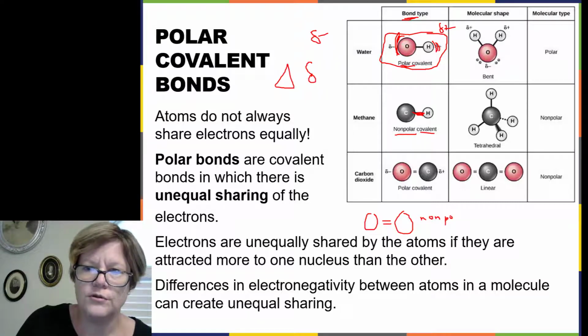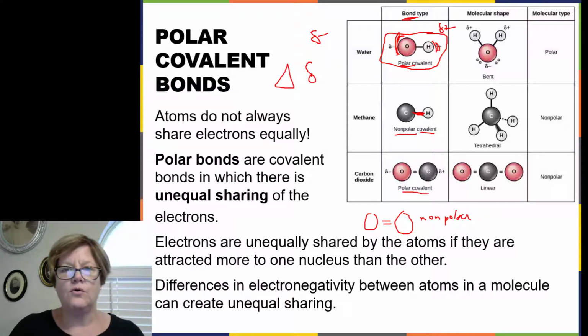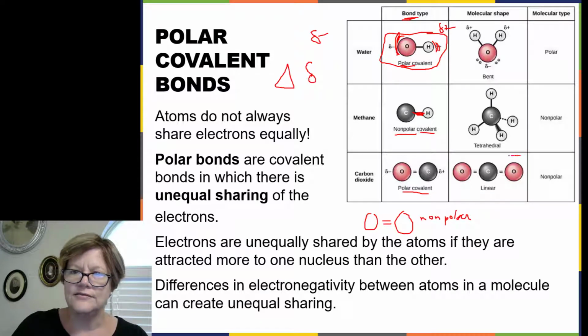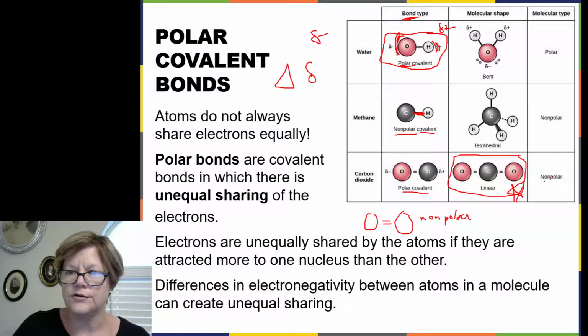The only time you have a polar bond is if you have an oxygen to hydrogen, oxygen to carbon, or nitrogen to hydrogen or nitrogen to carbon. There's one exception. This is the beast right here. Everything else follows the rules. Carbon dioxide is nonpolar. Oxygen in the air is nonpolar, but that one follows the rules.